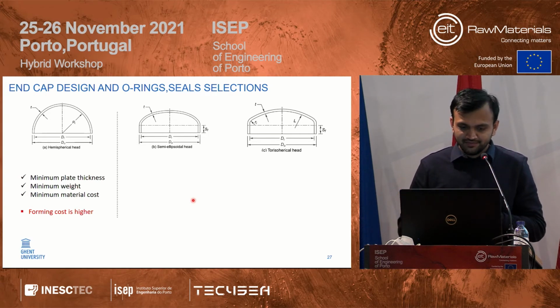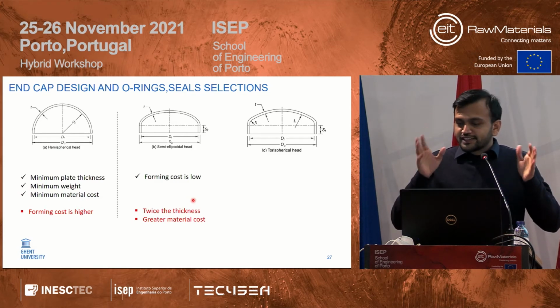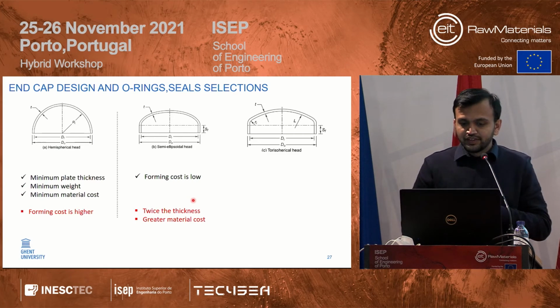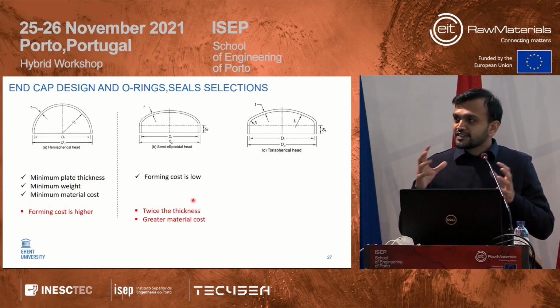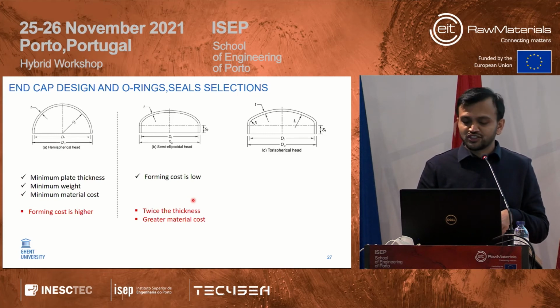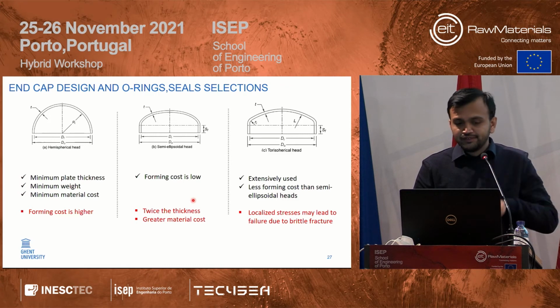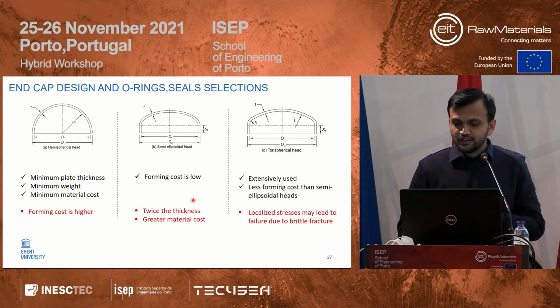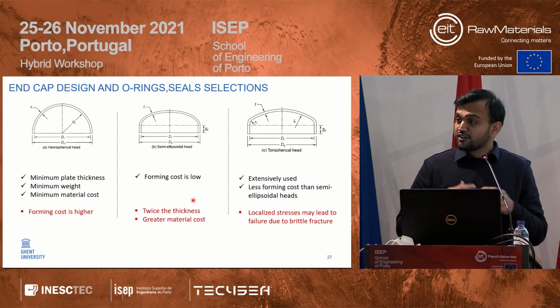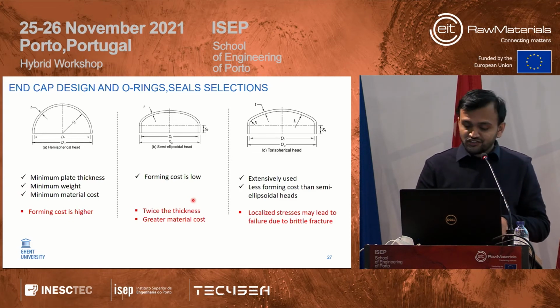In the second, you can see it starts as a flat shape with a dome. In this case, the thickness is twice that of the first one. The material is more, and the forming is reduced. But the third one, in extreme high pressure conditions, these kinds of enclosures use less forming, and localized stresses may lead to failure due to brittle fracture.